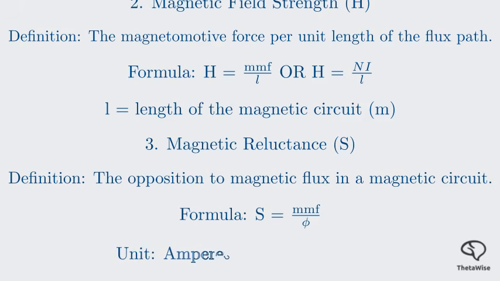You can think of this as Ohm's law for magnetic circuits. Reluctance is like resistance, MMF is like voltage, EMF, and flux is like current. Reluctance is measured in ampere turns per Weber, AT/Wb. Let's put our new magnetic circuit formulas into practice with an example involving reluctance.